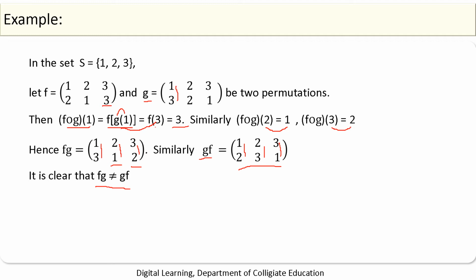That means the compositions of G with F and F with G are not the same. I can say in the set S = {1, 2, 3}, the product of F and G is not commutative. That is, FG is not the same as GF.